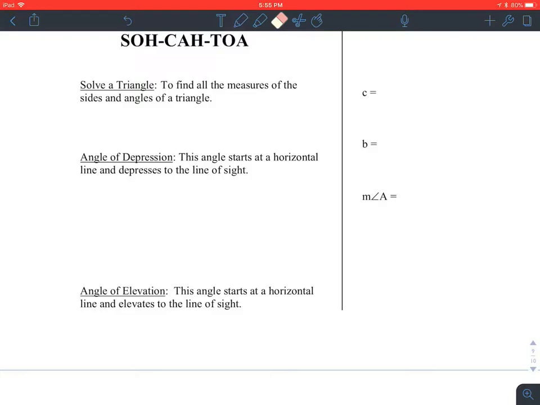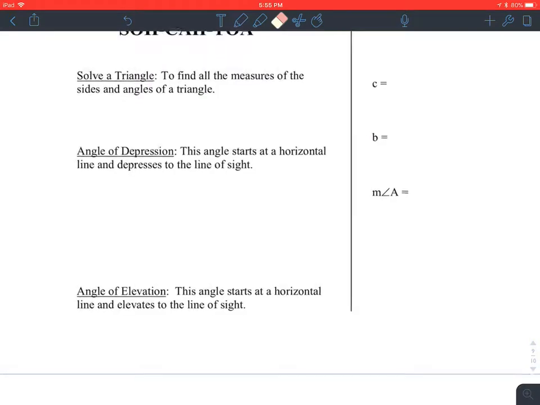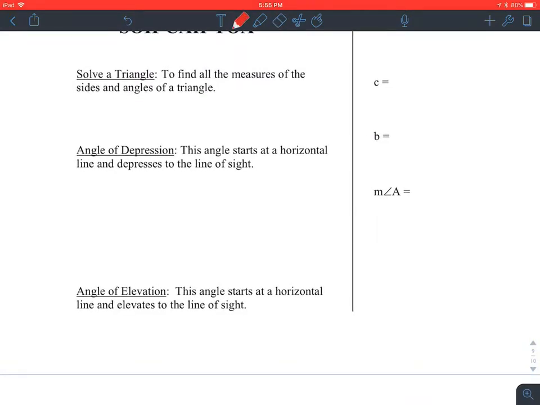Angle of depression and angle of elevation. Let me draw for you a nice little drawing. That's the ground. And let's say we got a building on top of the ground. Got to have a door. Maybe a couple windows. An angle of depression starts at a horizontal and depresses. Depresses means to go down.